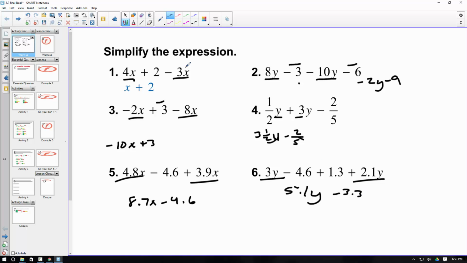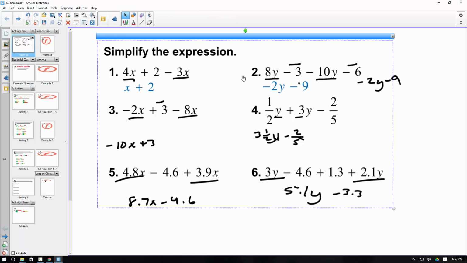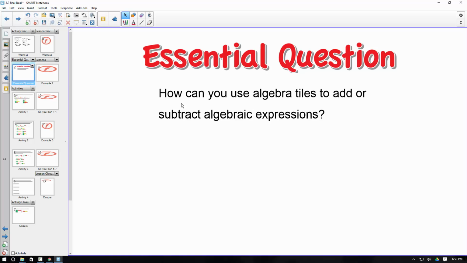Let's just check to see how we did here. Okay, that's good. All right, got that. This here, yep, and good. So we know what we're doing. Then we're going to go through, and it says here how can you use algebra tiles.